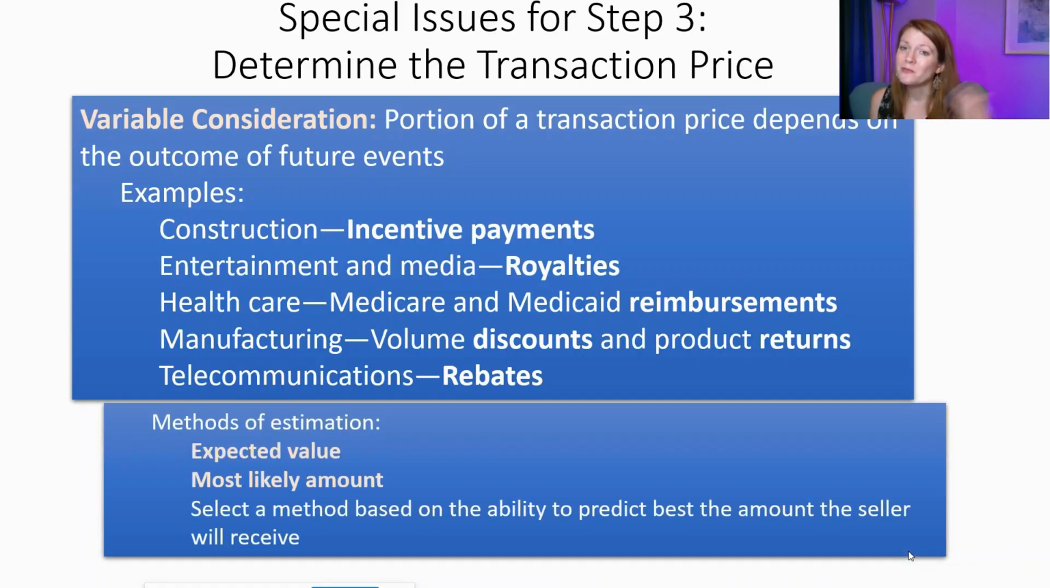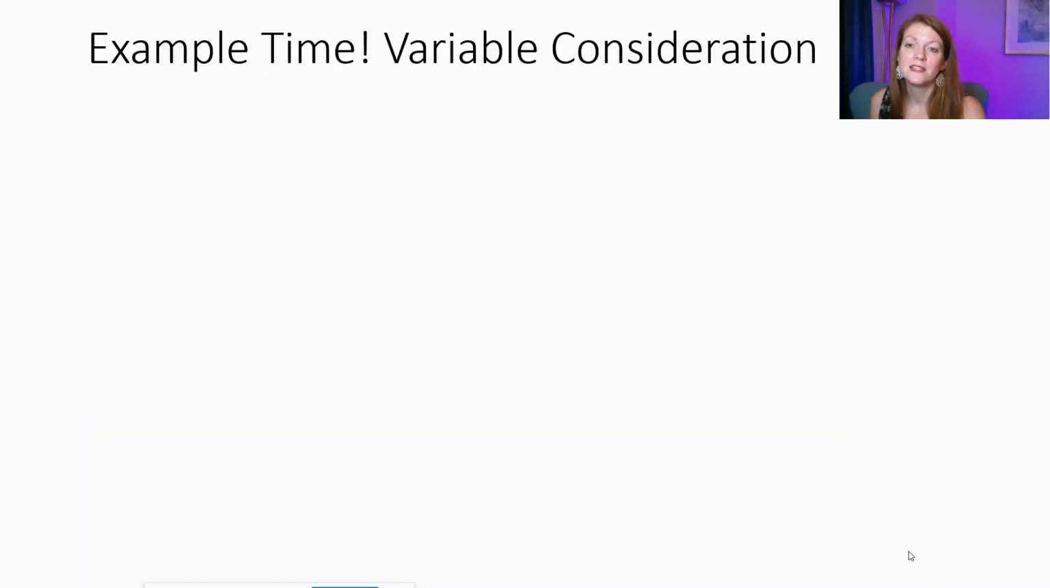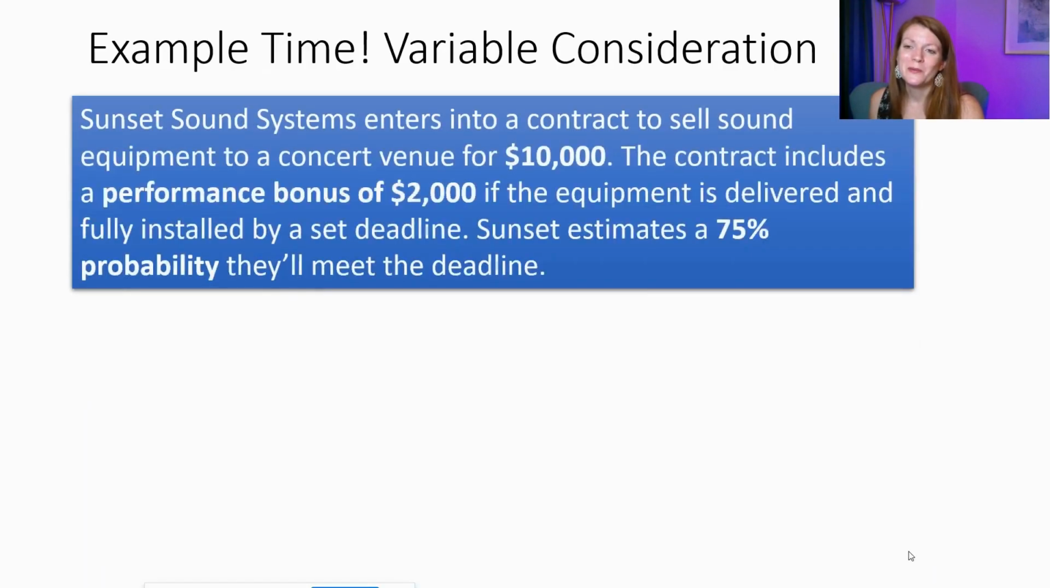So when this happens, we need to go ahead and record some revenue when we actually perform our part, even though there's some variable consideration down the line. There are two different methods that we're going to look at, and that's what we'll finish this video with: the expected value method and the most likely method. They select a method based on the ability to predict the best amount that the seller will receive. So let's look at an example and we'll finish up this video with these.